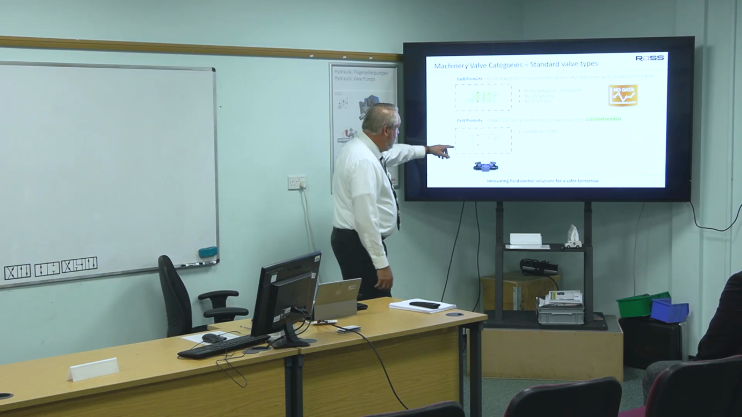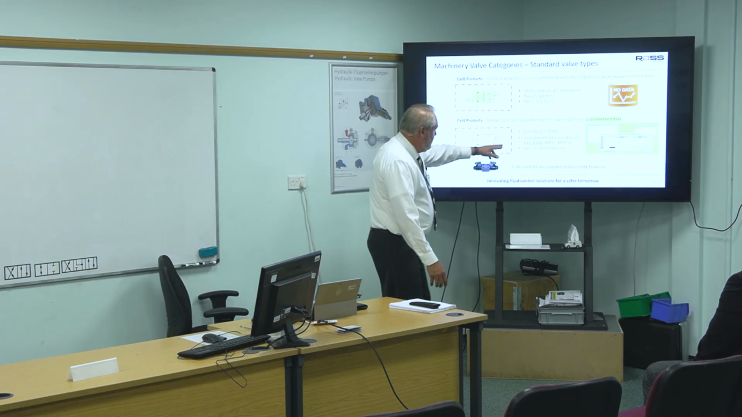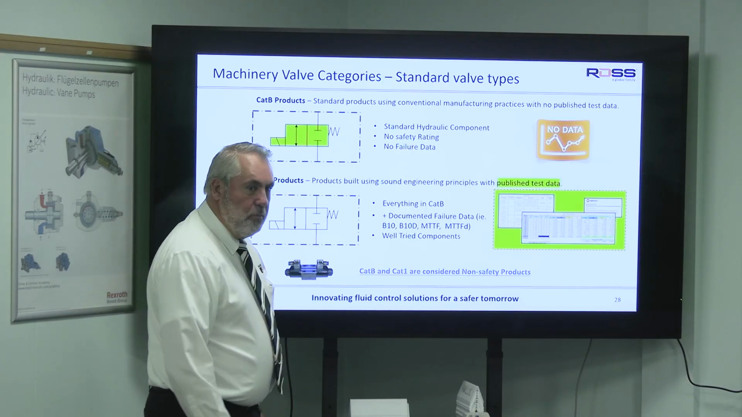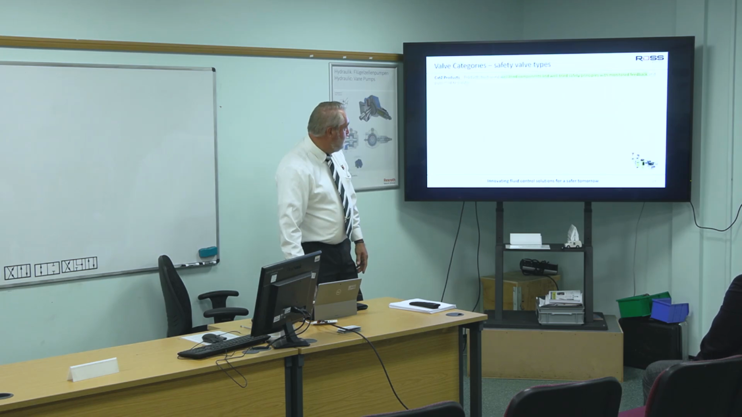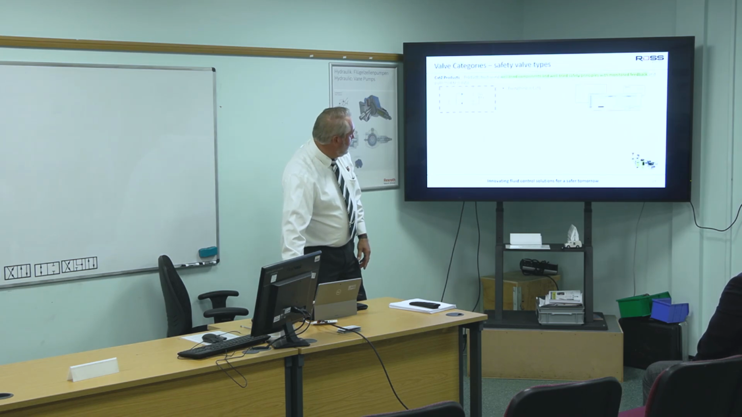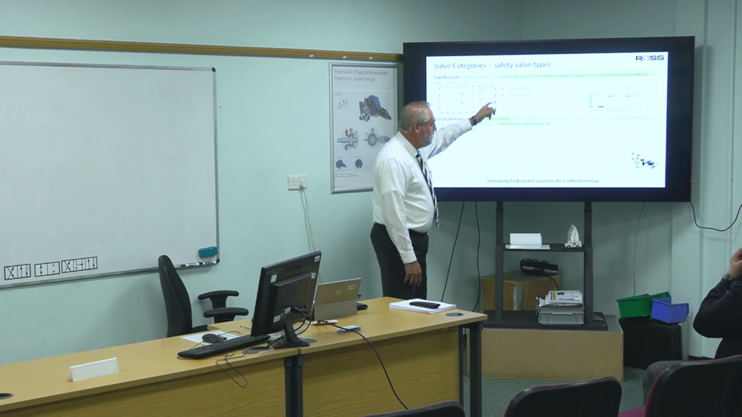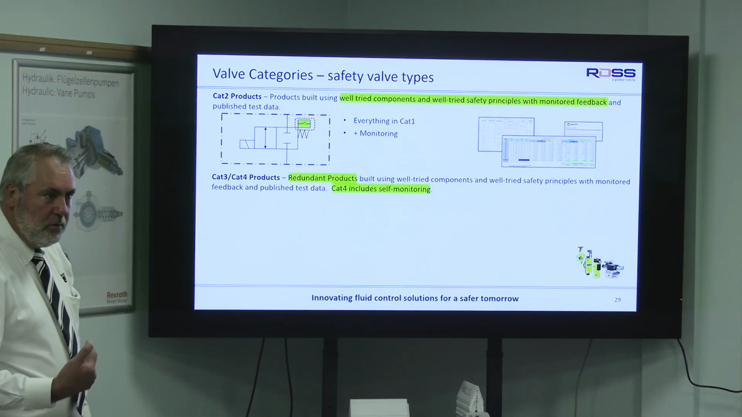If you have one that has no monitoring, but it has safety data, like B10 or B10D, if you have safety data, that is a Cat 1 product. You still have no monitoring here. When you get to category 2, category 2 is still a single valve, but now it has monitoring, plus it has the safety data. And so that's a Cat 2 single channel valve with monitoring.